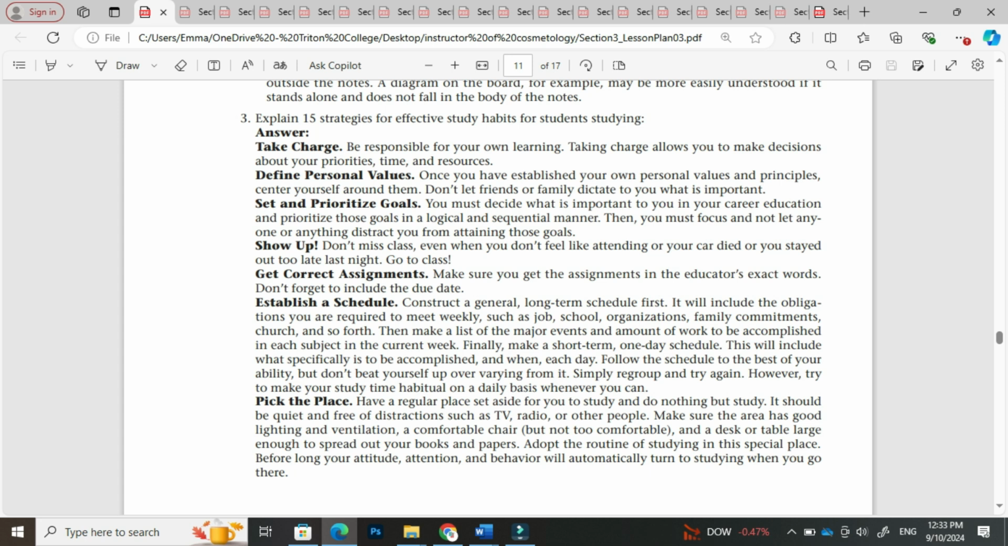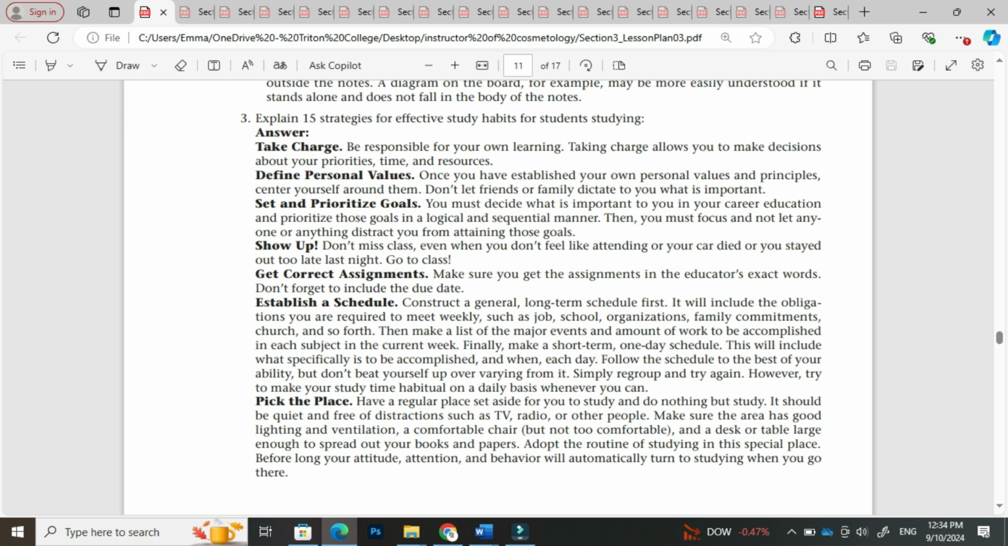Set and prioritize goals. You must decide what is important to you in your career and education, and prioritize those goals in a logical and sequential manner. Then you must focus and not let anyone or anything distract you from attaining those goals.